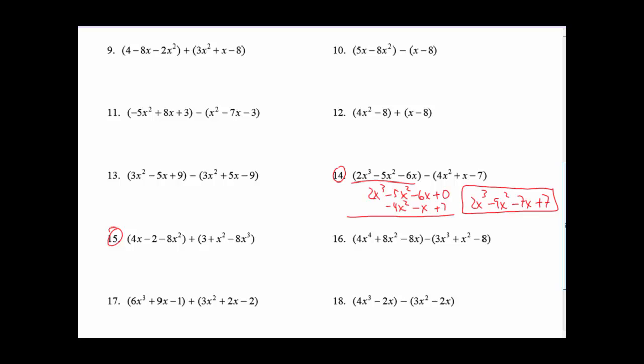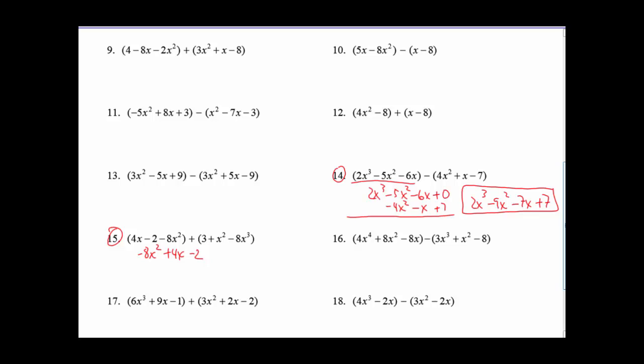Notice if you look at the first polynomial, it's not in standard form. So let's just rearrange it. We know the highest degree is 2. So we're going to write minus x squared first. We have a plus 4x. And then we have a minus 2.